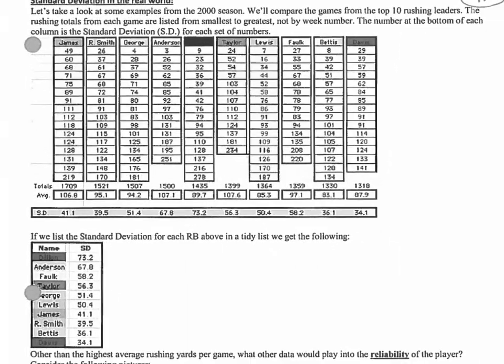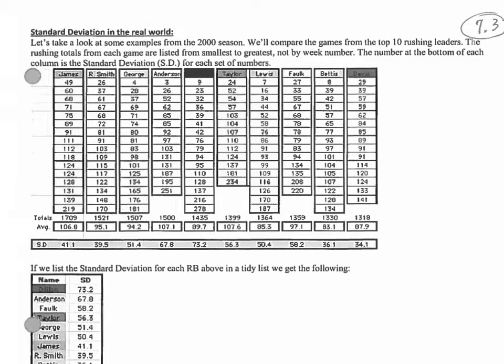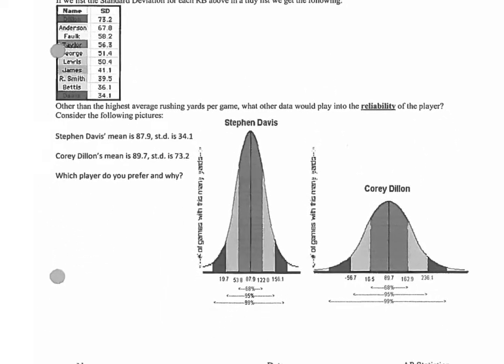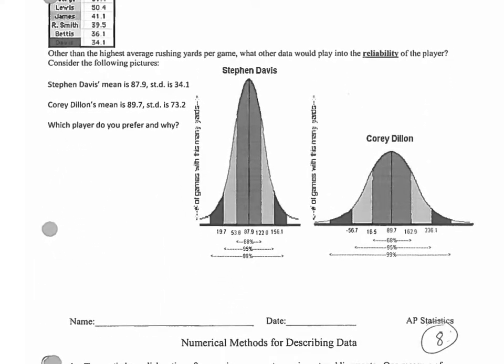Now, I like this one. This one is a real-world example in the 2000 season. This is top 10 rushing leaders. I don't know if this is in the NFL or what. Is it? So we've got these people here. This is in 2000, quite a long time ago. So is this NFL numbers? Do you recognize who these people are? Okay. All right. So let's take a look. We have the average and the standard deviation.